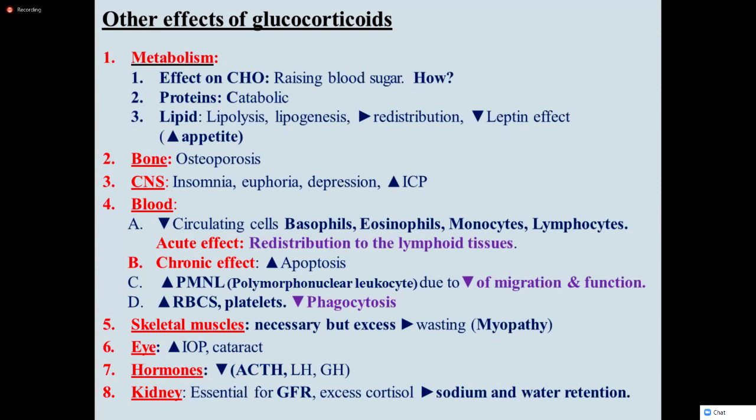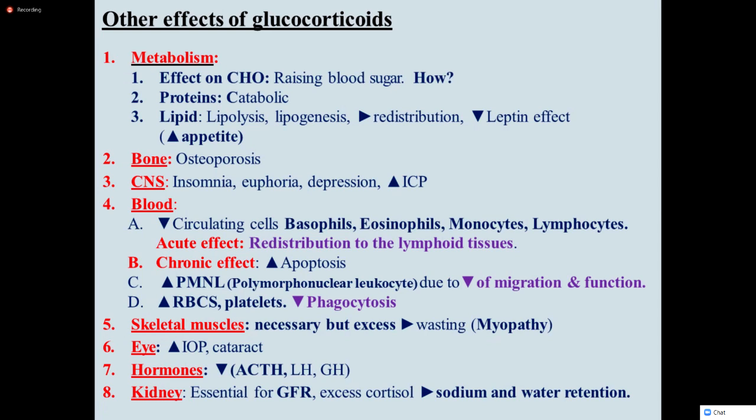If you see their effect on the blood, they decrease circulating cells such as basophils, eosinophils, monocytes, and lymphocytes. So the acute effect is redistribution of these cells to the lymphoid tissue, and the chronic effect is increased apoptosis. They also cause increase in polymorphonuclear leukocytes due to decreased migration and function. They may also increase the RBCs and platelets.